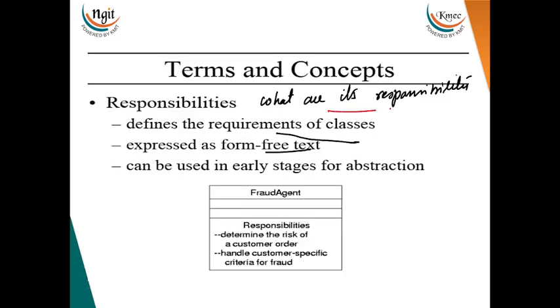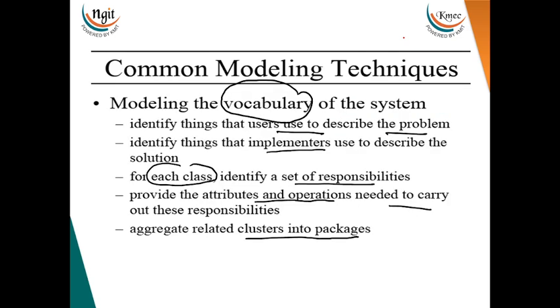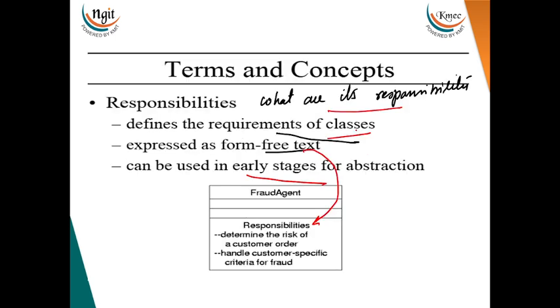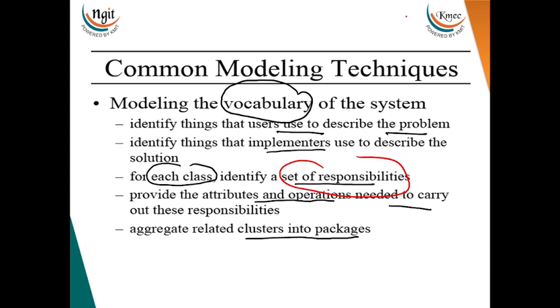Responsibility. What are its responsibilities? Define the requirement of the class. Express the context-free text: what it's going to do. It can be used in the early stages of abstraction. Correct? Now, common modeling techniques. Modeling of vocabularies. Identify the things that the user uses to describe the problem, that we can use as vocabulary. Identify things that are implemented to describe the solution, we can use as vocabulary. For each class, identify the set of responsibilities. What are its responsibilities? Define the requirement of the class on all those things.